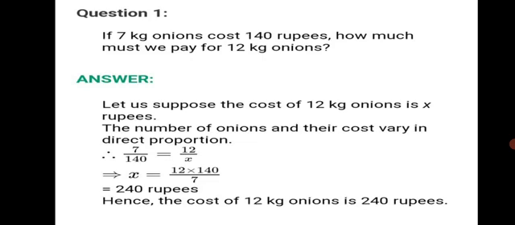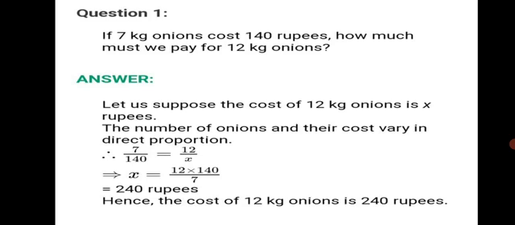Now it's the time to form our equation. 7 kg onions cost 140 rupees. So we take 7 upon 140 is equal to, now next to the kg unit we will have another unit which is in kg. That means weight of onions will be compared with weight of onions next to it. So along with 7 kg we have 12 kg onions. So 7 upon 140 rupees is equal to 12 upon the cost which we have assumed to be x. So 12 upon x.